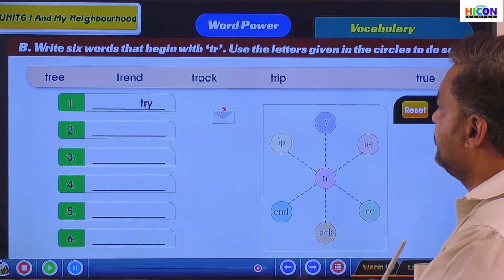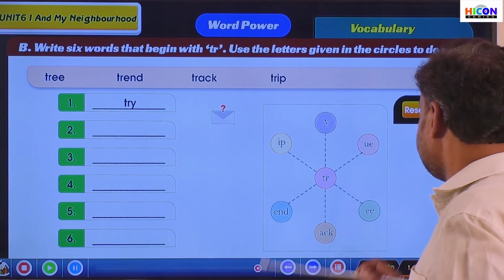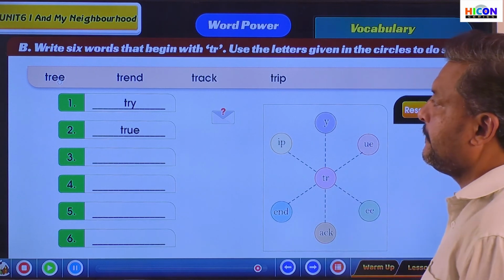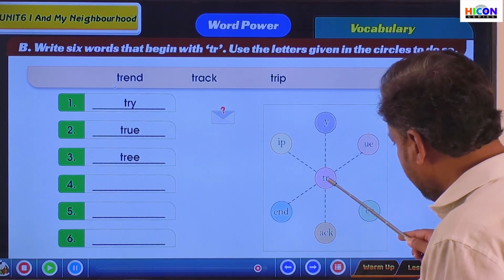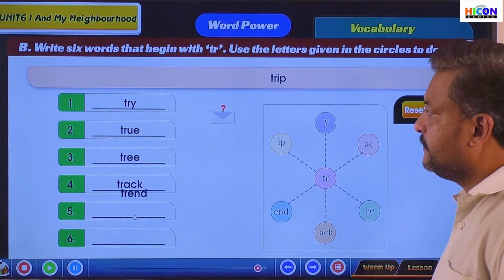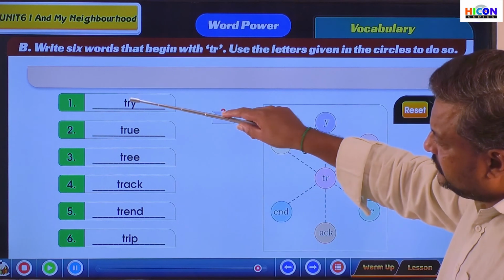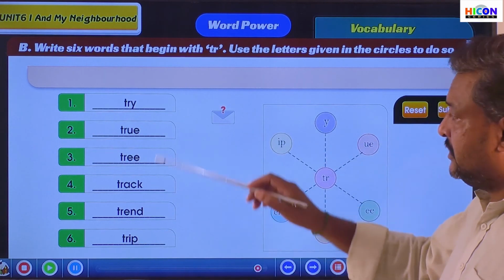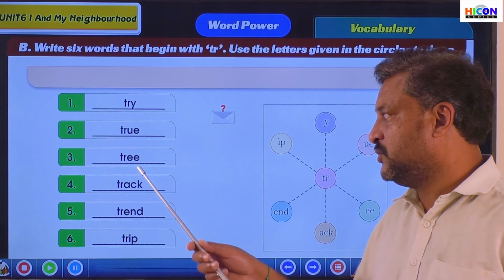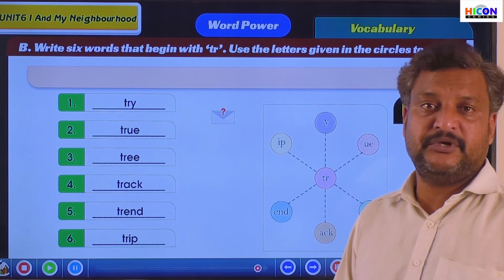Okay. Try is one word. We can say TRUE, true. True is another word. We can say TREE, tree is another word. TRACK, track is another word. TREND, trend is another one. TRIP, trip, another one. See, all the words start with TR and the remaining letters are from the circles around it. TRY, try. TRUE, true. TREE, tree. TRACK, track. TREND, trend. TRIP, trip.